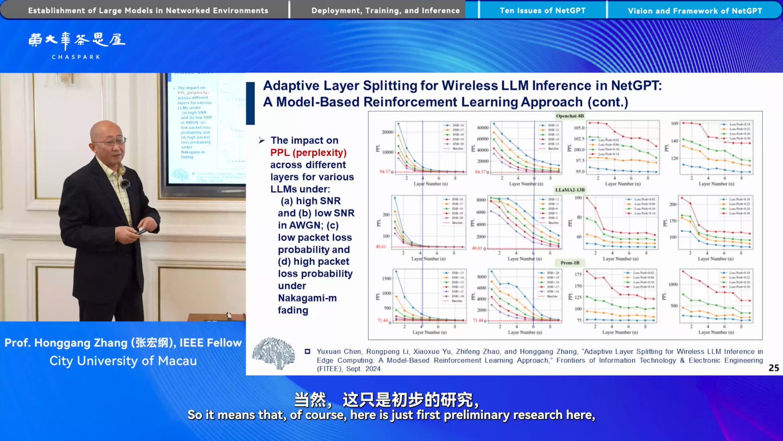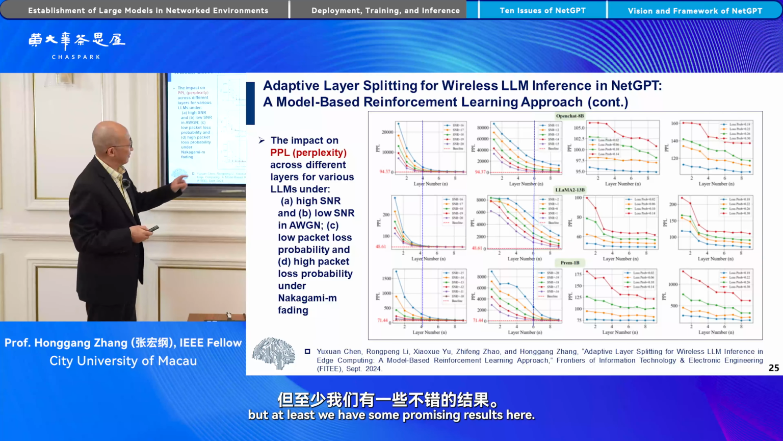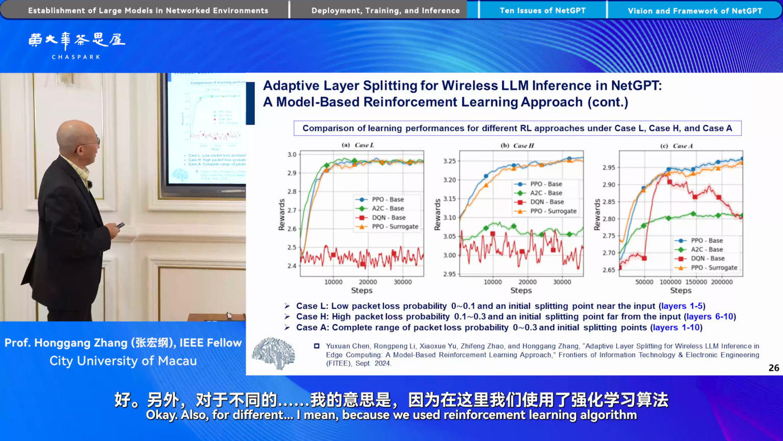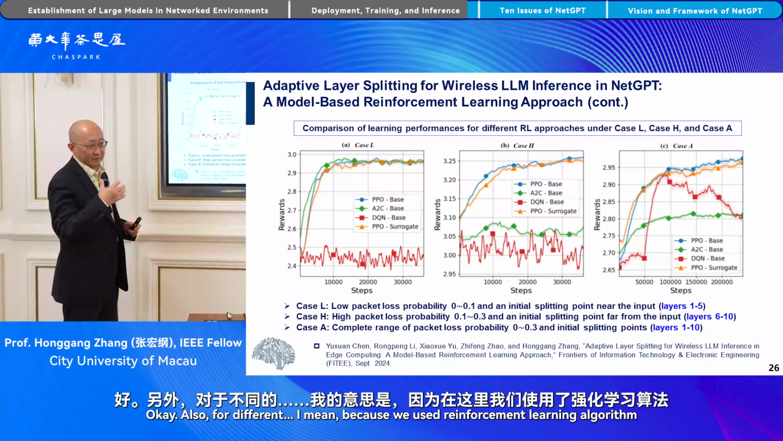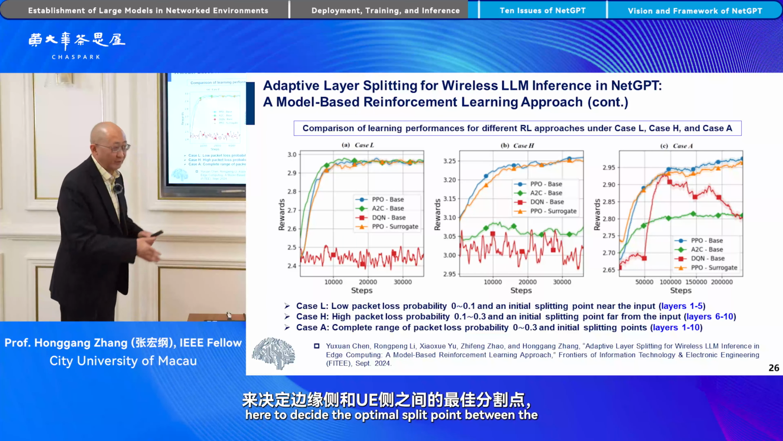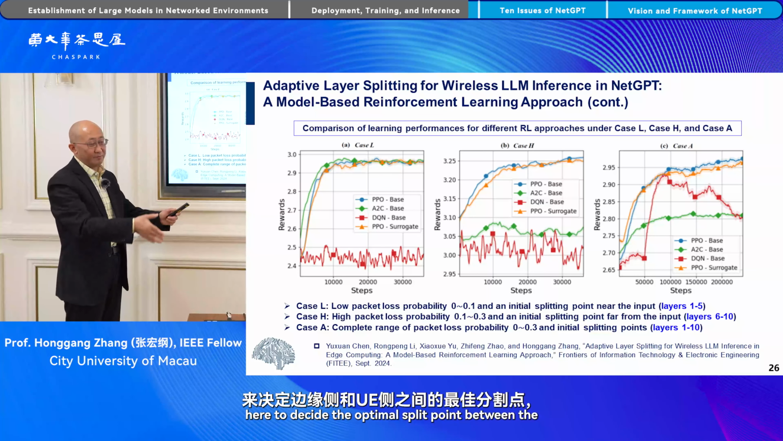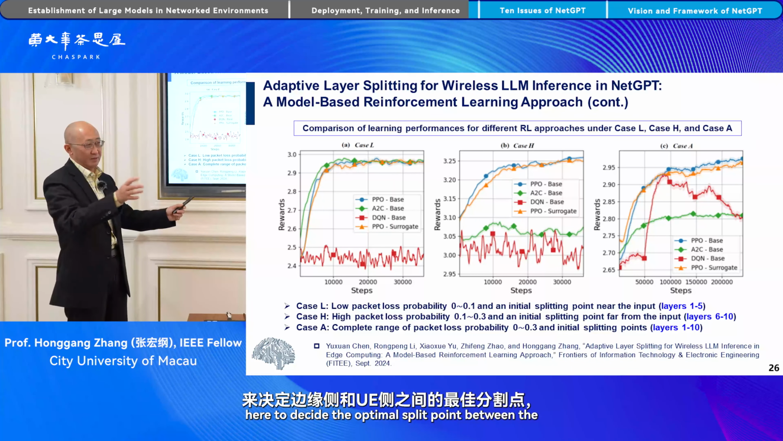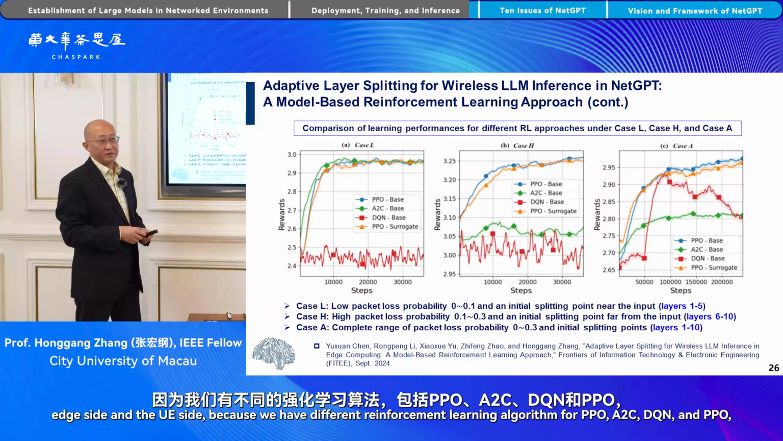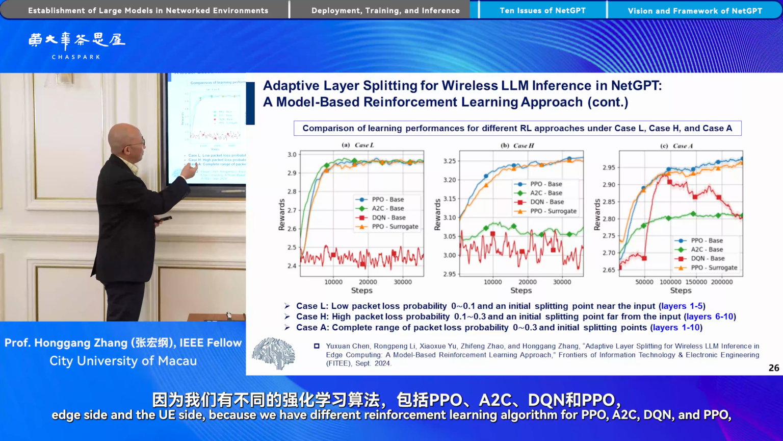So this is just a first preliminary step, but at least we have some promising results here. Also, we used a reinforcement learning algorithm to decide the optimal split point between the edge side and the UE side. Of course, we compared different reinforcement learning algorithms: A2C, DQN, and PPO.